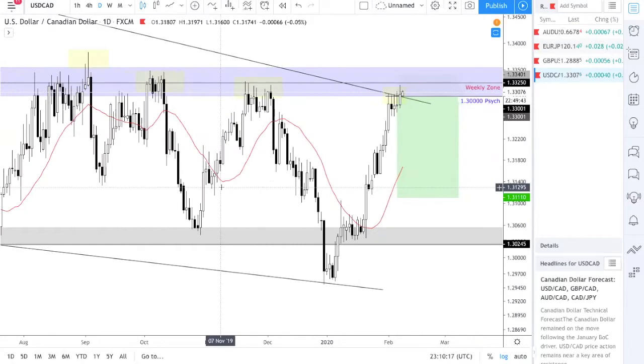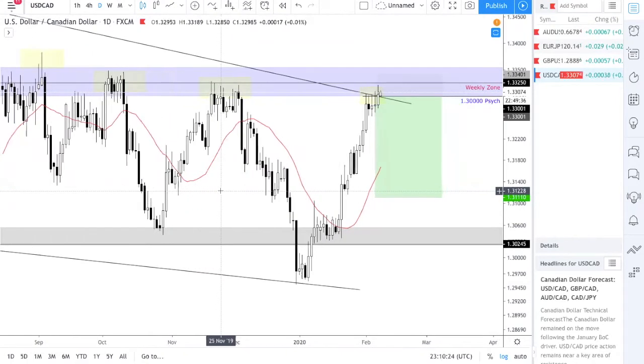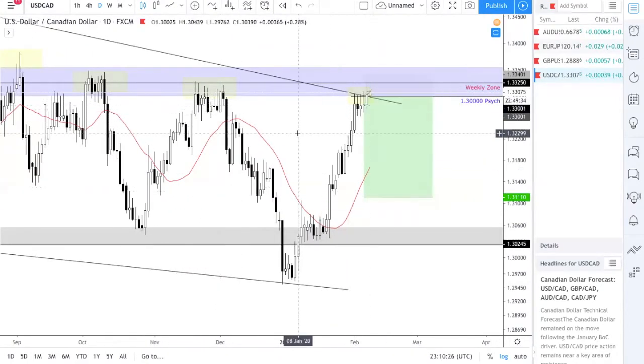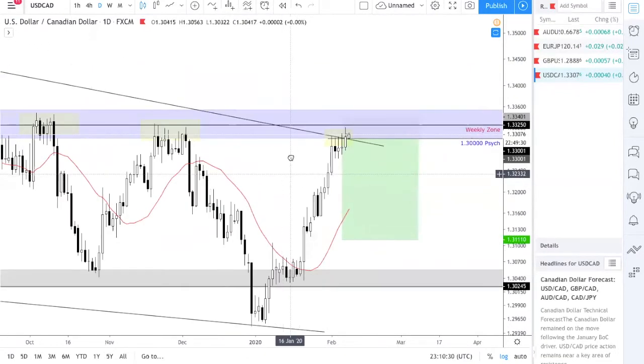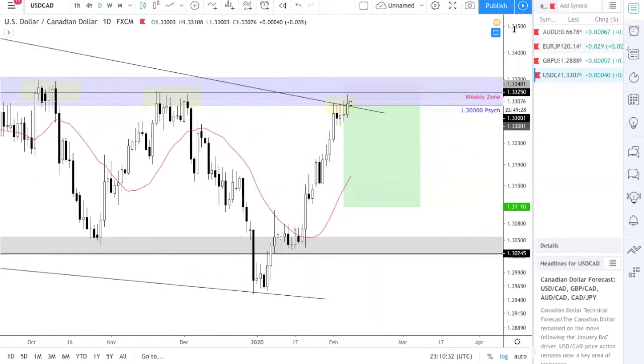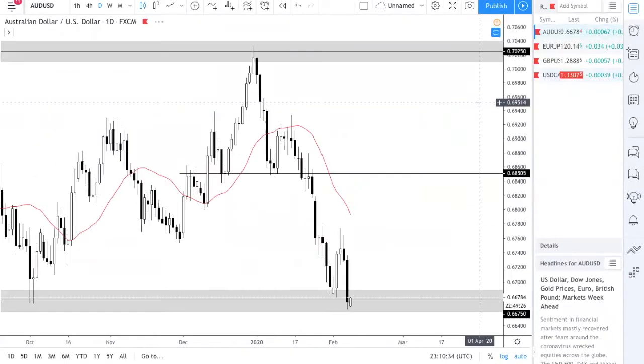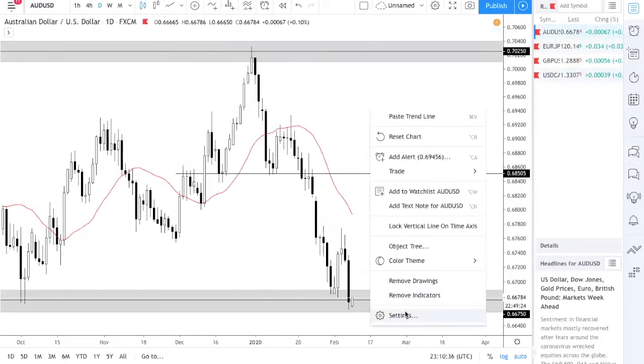Breaking it down again, we went top down, we found the trend, we found our levels, and we found our reversal formations on the daily. Now we're just waiting to see how this plays out. Other than that, I want to go over to AUD USD, and we're going to start with brand new, fresh charts.